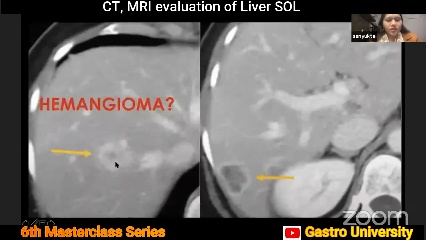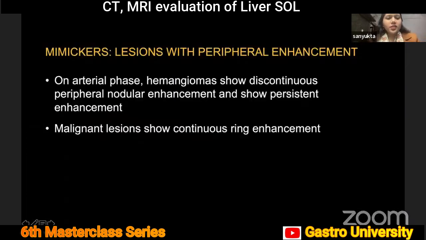So does it look like a hemangioma because it has a peripheral nodular enhancement? No, this is not a hemangioma because this is a continuous filling of the peripheral contrast. Similarly here, this is a rim enhancement, not a nodular discontinuous enhancement. So these lesions could be the mimickers. Lesions with peripheral enhancement in the arterial phase, you think they are hemangioma, but this is rim enhancement. So these are usually malignant lesions.